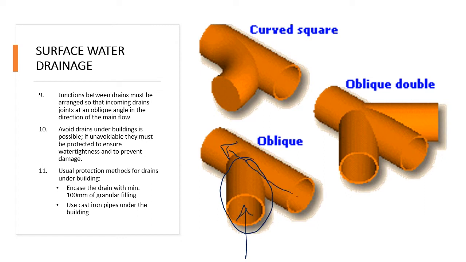Avoid drains under building if possible. If unavoidable, they must be protected to ensure water tightness and to prevent damage. Usual protection methods for drain under building includes encase the drain with a minimum 100 mm of the granular filling or use cast iron pipes under the building.